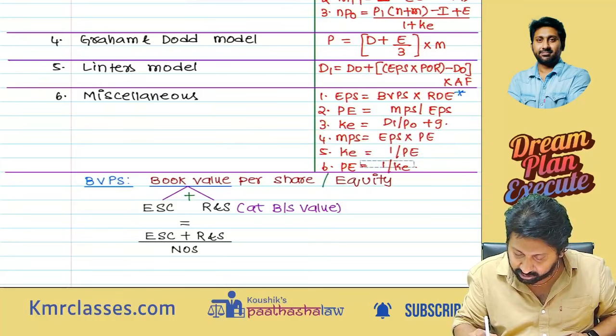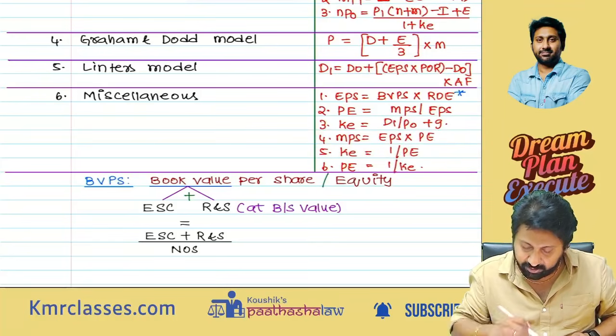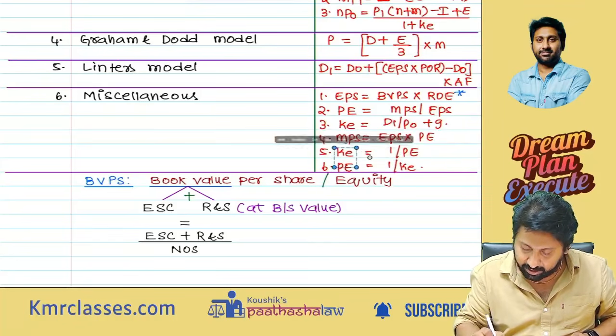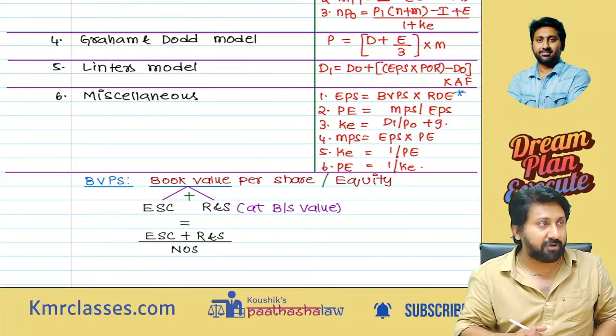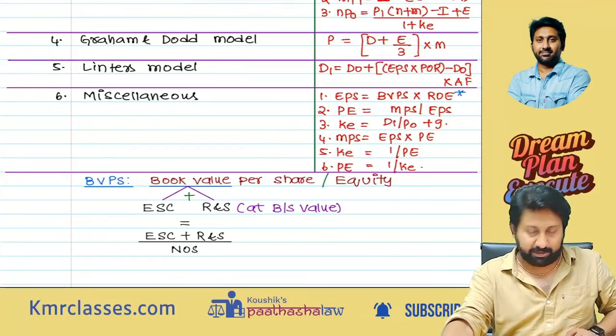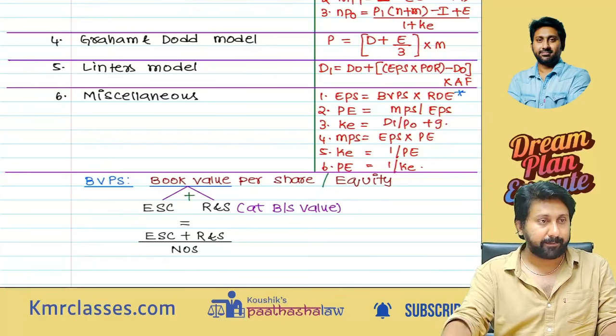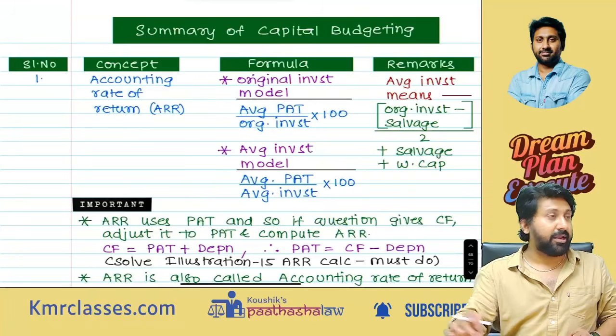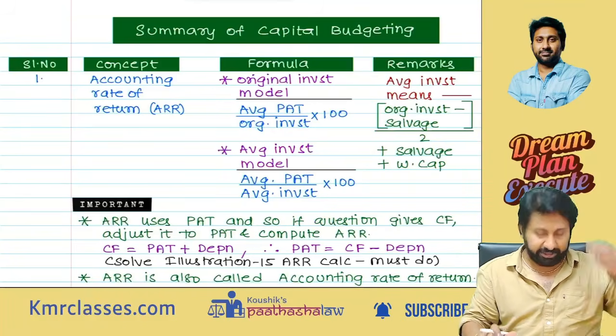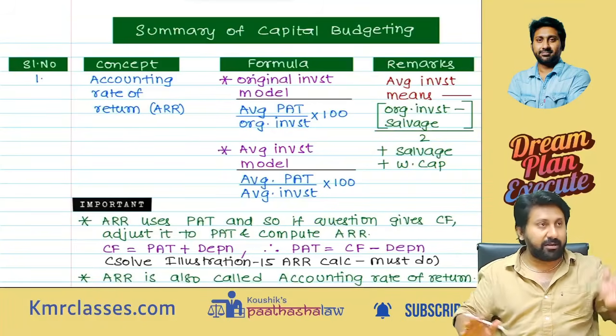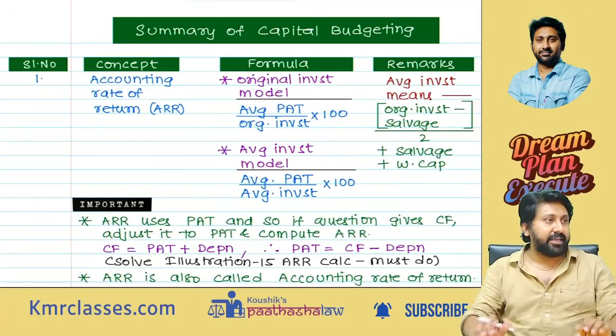Hopefully everyone understood the concept clearly. So with this we completed another chapter revision of formulae, the dividends chapter. Okay, let's move on to the next one. Next chapter is capital budgeting. Okay, now see here.